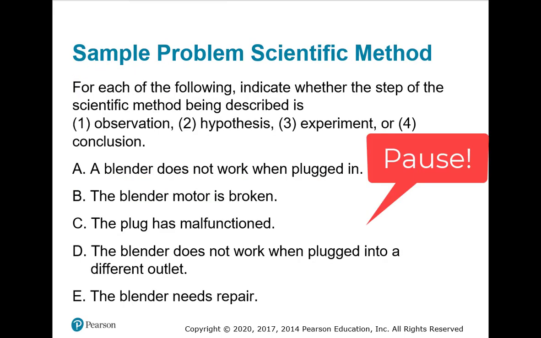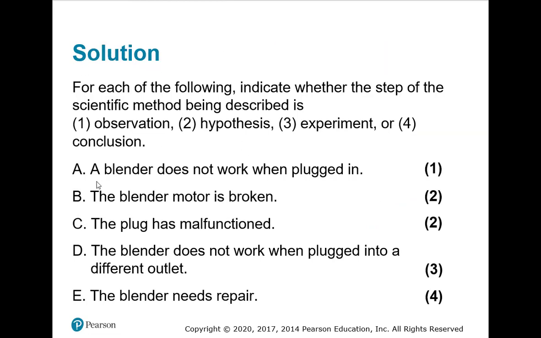For each of the following, indicate whether the step of the scientific method is being described as an observation, a hypothesis, an experiment, or conclusion. Pause the video here. Hopefully you realize that by seeing that the blender does not work when it's plugged in, that's an observation. We have a couple hypotheses. We could say, well, the blender motor is broken or the plug has malfunctioned. Those are both hypotheses. We can do an experiment to see that the blender does not work when it's plugged in to a different outlet. And then the conclusion would be that the blender needs repair.